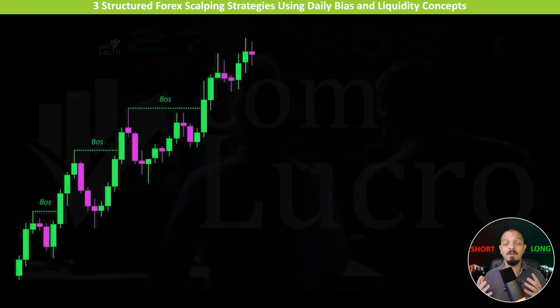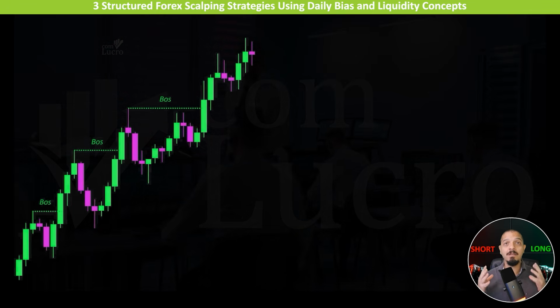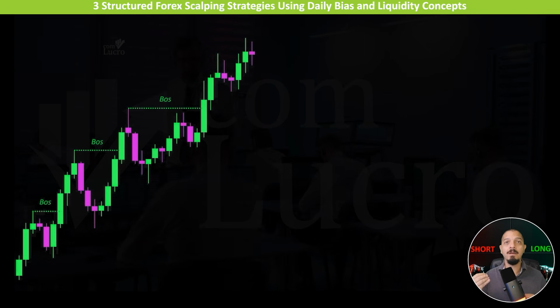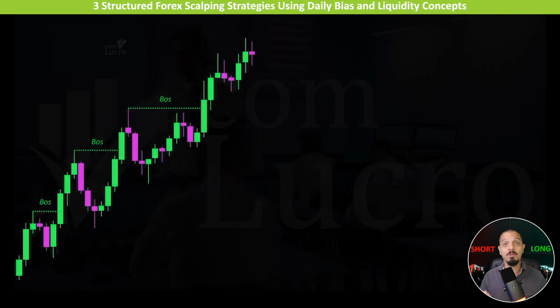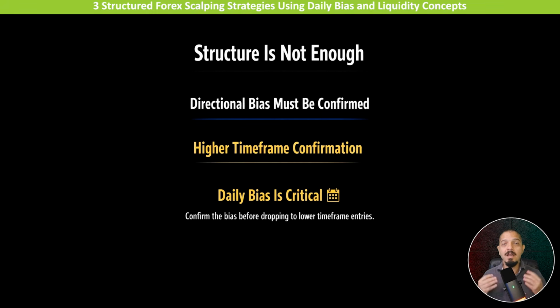In this example, we can see the price breaking structures to the upside on the 30-minute chart. That means we're in an uptrend and should focus only on buying opportunities. But structure alone is not enough. Before dropping to the lower time frame for entries, we need to confirm that this directional bias is also supported by higher time frame behavior. And that is where daily bias becomes critical.